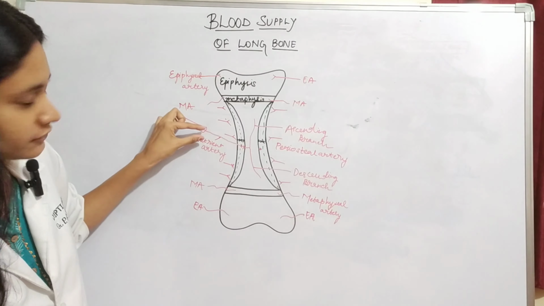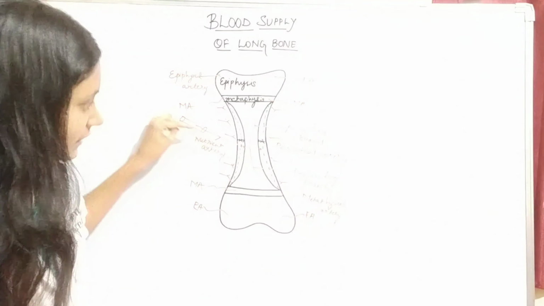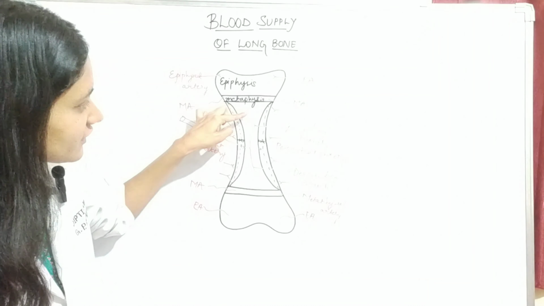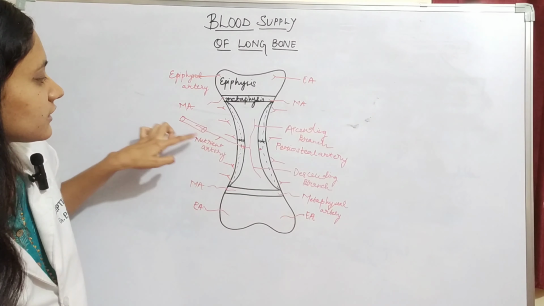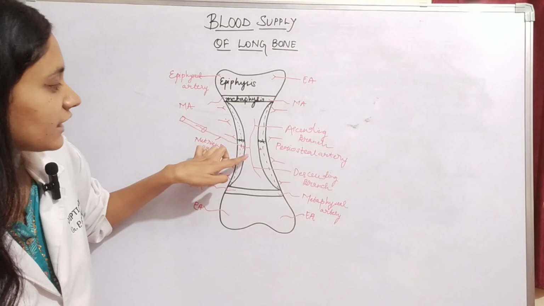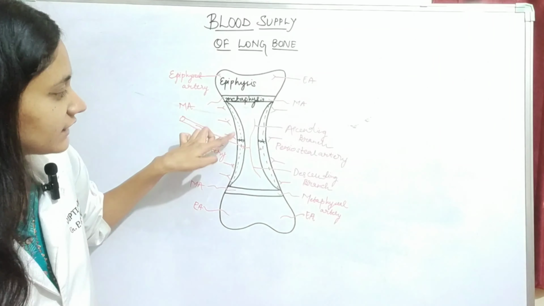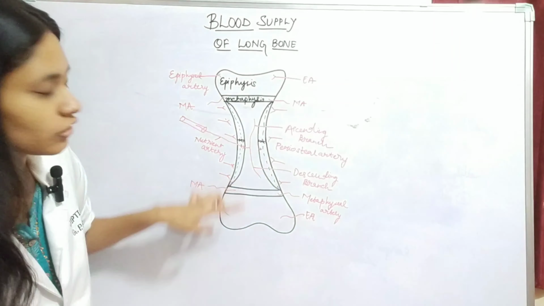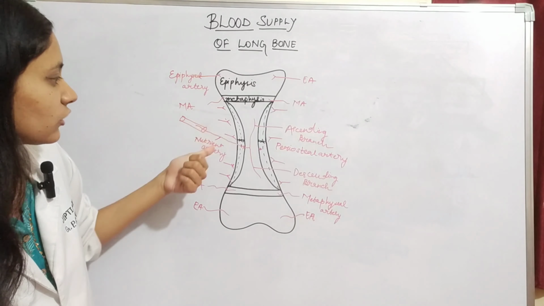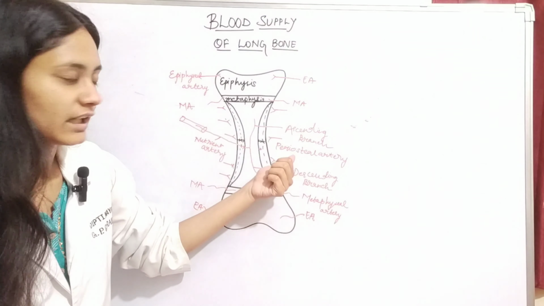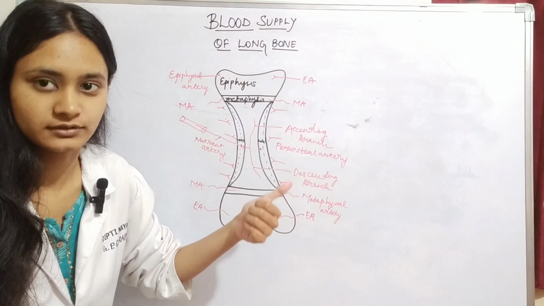Now there is a nutrient foramen from which the nutrient artery arrives. The nutrient artery then divides into an ascending branch and a descending branch. This nutrient artery will supply your medullary cavity region and inner 2/3 of your cortex. The outer 1/3 of your cortex will be supplied by the periosteal artery. This periosteal artery is absent in sesamoid bone.